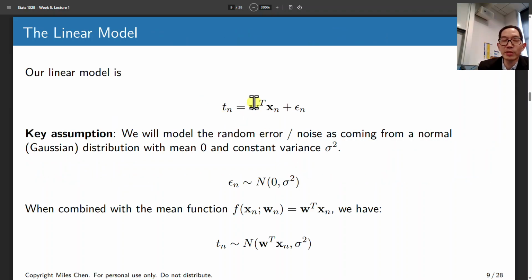And so here is our linear model, and we are going to make the assumption that we model our random error as coming from a normal distribution where the mean is 0 and the variance is constant, which we'll call sigma squared. If we combine this, because the mean is 0, we can say our observed values of T come from a normal model where the mean is now our predicted value, and we have random noise with variance sigma squared.